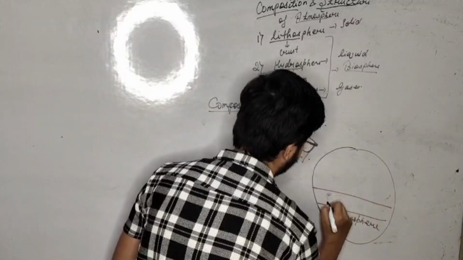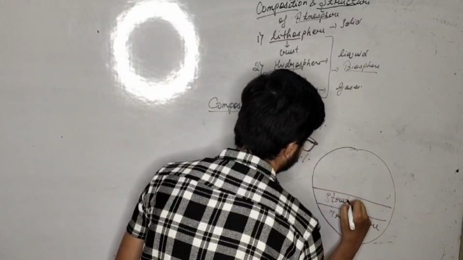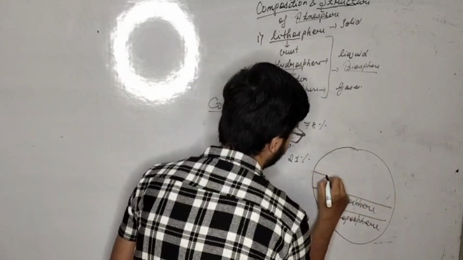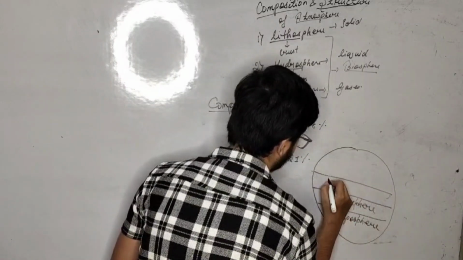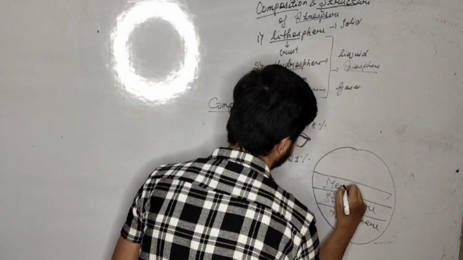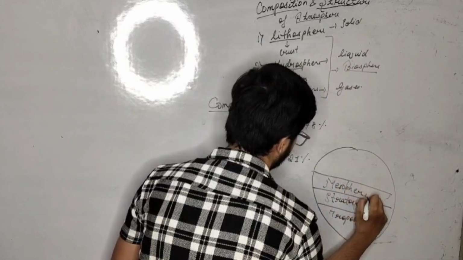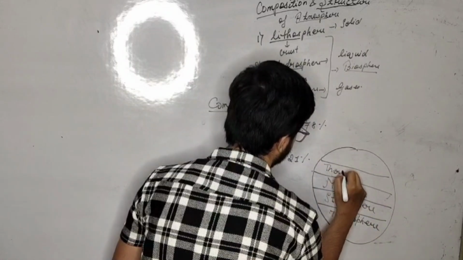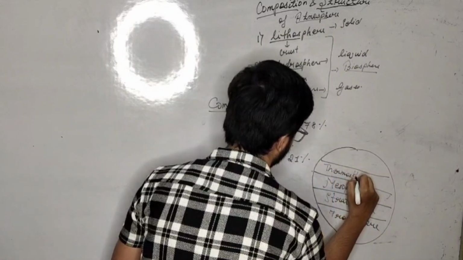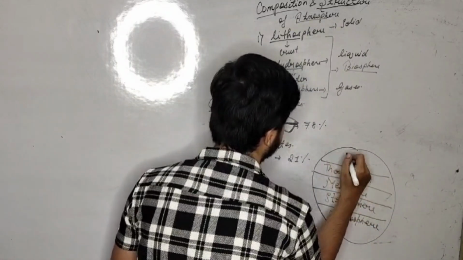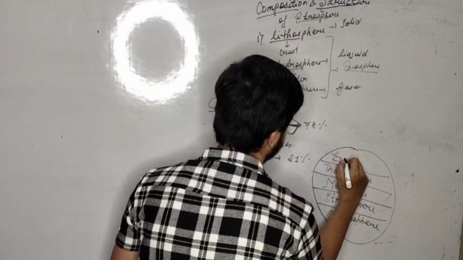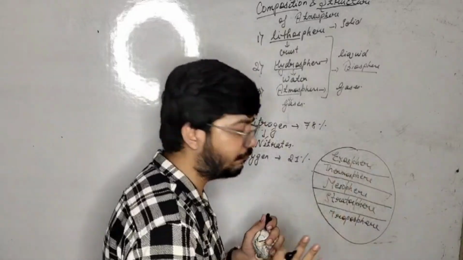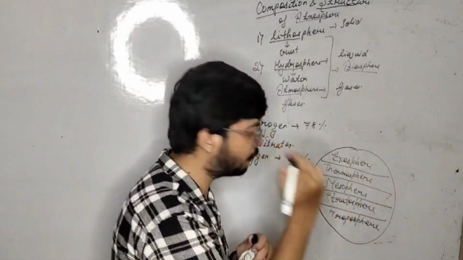Above the troposphere exists the stratosphere. Above the stratosphere exists the mesosphere. Above the mesosphere is the thermosphere. And at the top is the exosphere. So these are the different structures of the atmosphere.